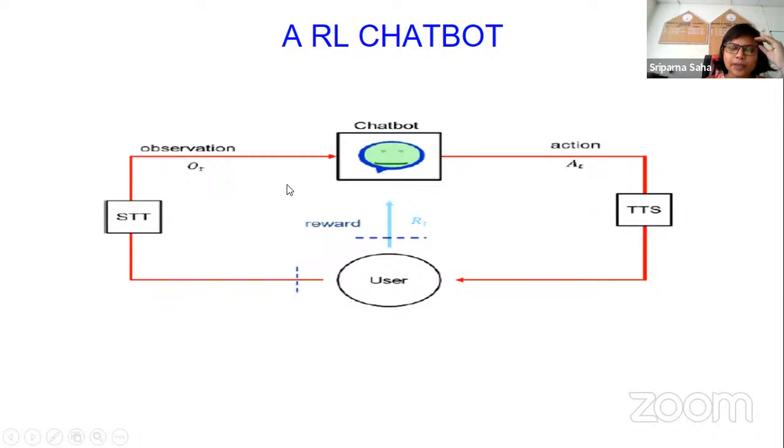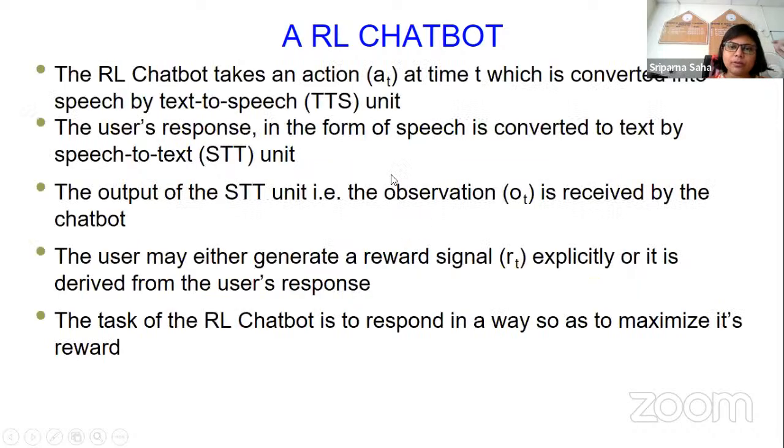So now suppose there is an action. This action can be evaluated by the user. Okay, so this action can be evaluated by the environment. So for a given action, the chatbot can be easily given a reward or a penalty. So this is the overall RL chatbot.